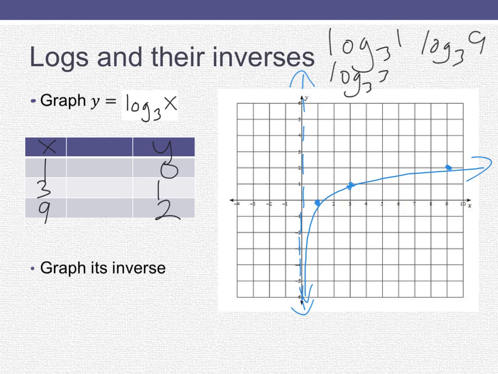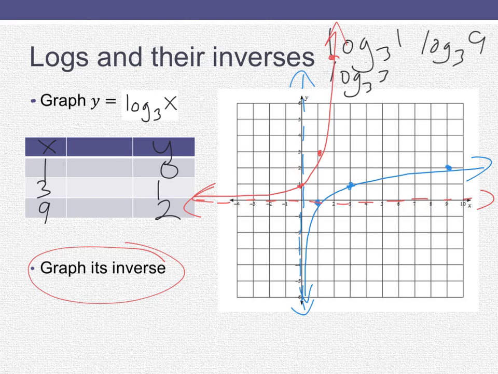And we can also always graph our inverse, like it says here, graph the inverse. Let's do that in red just for fun. Switch our x and y, so we're going to have 0, 1, 1, 3, and then we'll have 2, 9, so that's going to be somewhere way up here. And then I've got my horizontal asymptote for an exponential function. And boom. Ain't nothing to it but to do it.